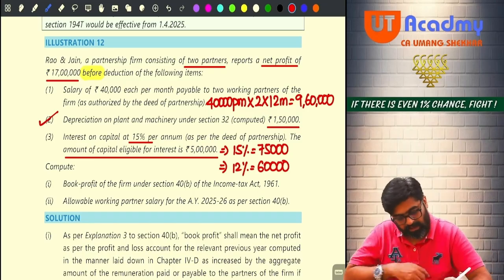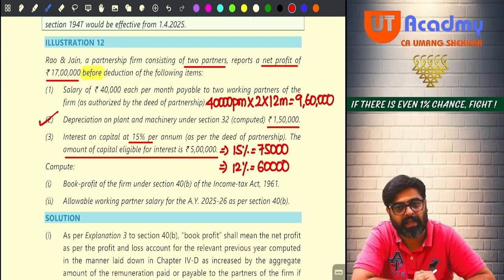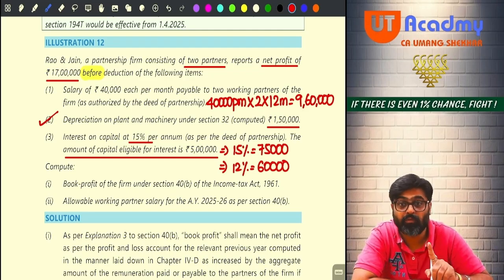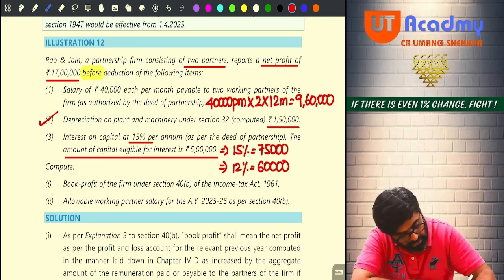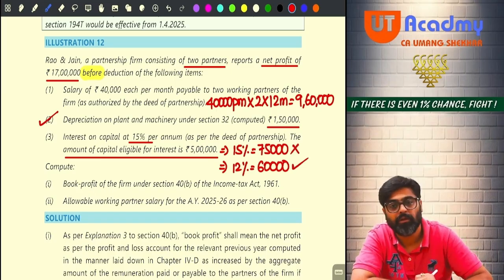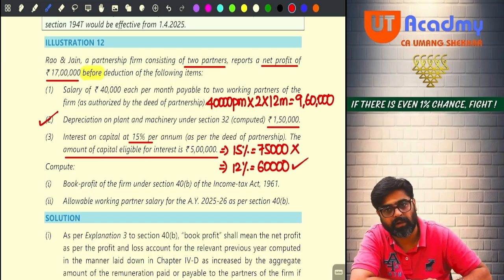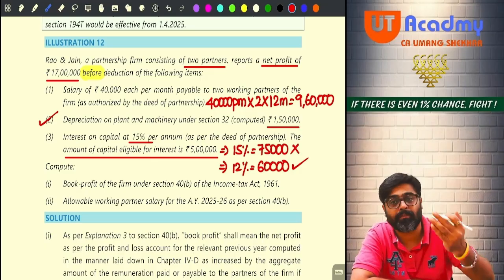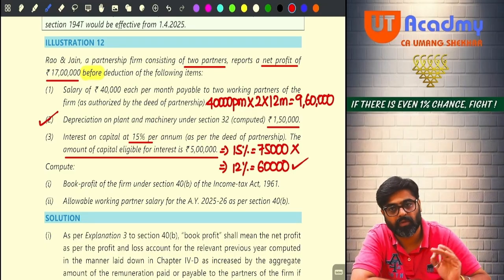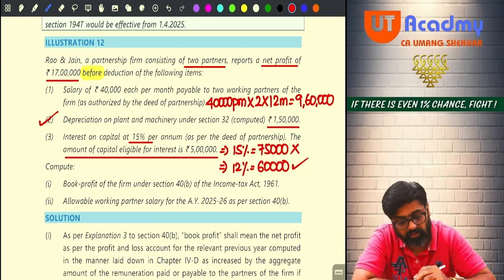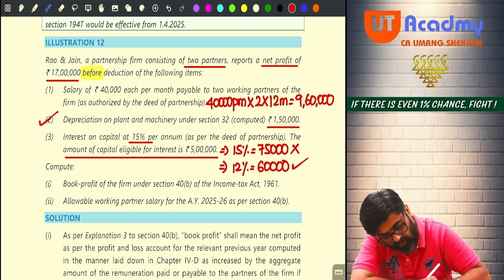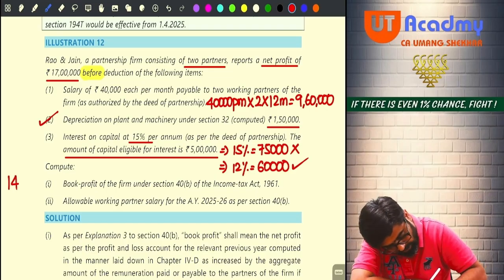Getting my point? So tell me, on your calculator, if you take 17 lakhs, out of that, will you reduce remuneration? No. Will you reduce depreciation? Yes. Will you reduce interest? Yes. But only the allowable one, not this one. So how much book profit are you getting? 17 lakh minus 1 lakh 50 minus 60, that is 60 plus 150, 2 lakh 10,000. If you reduce 2 lakh 10,000 out of 17, you are going to get 14 lakh 90,000.